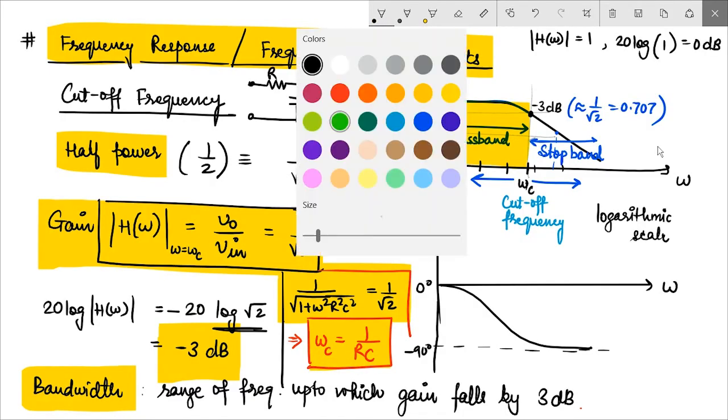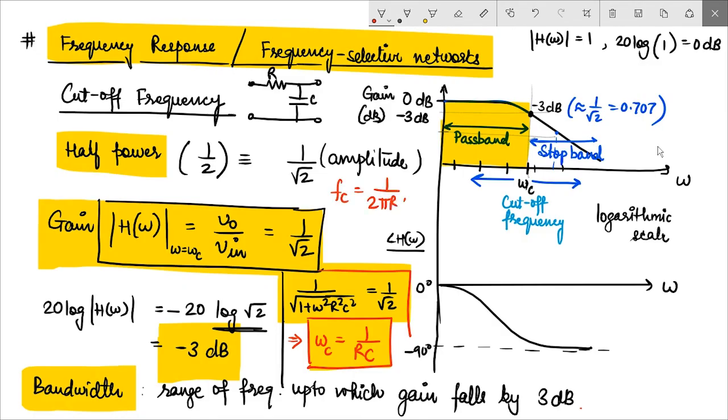In hertz, its value would be 1 upon 2 pi RC for an RC low pass filter, for a circuit like this, where this is input and this is output.